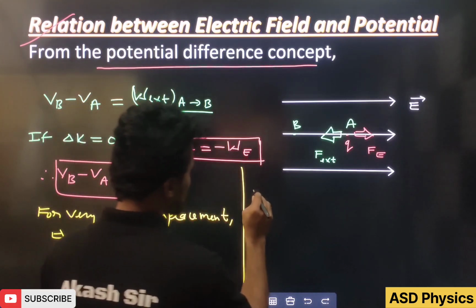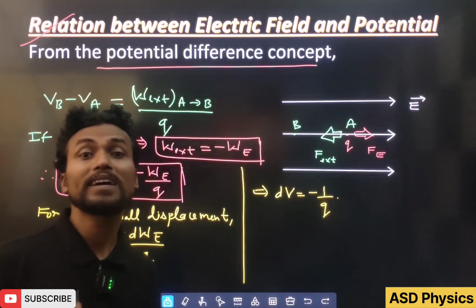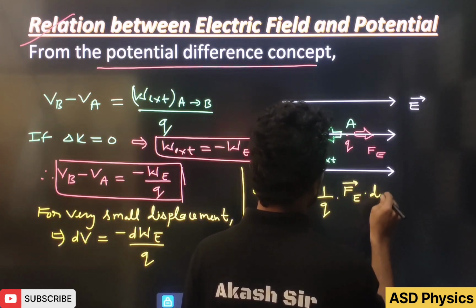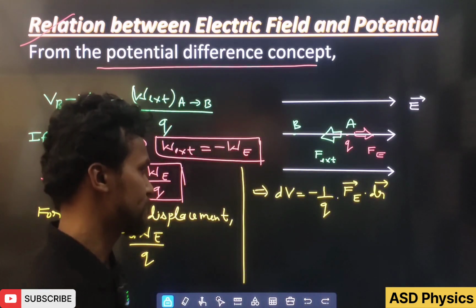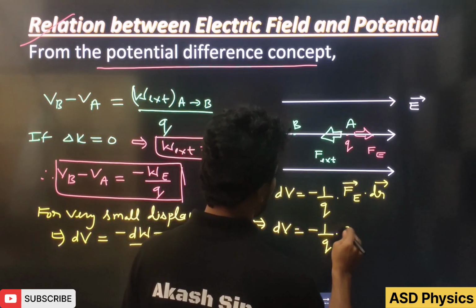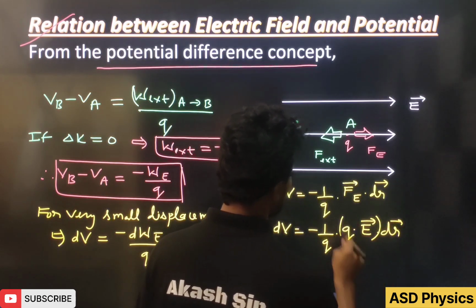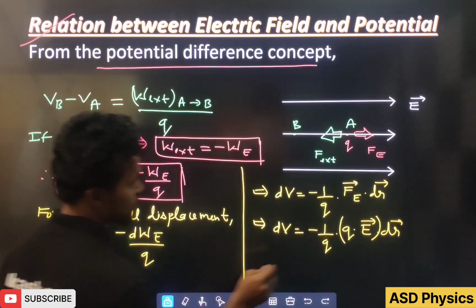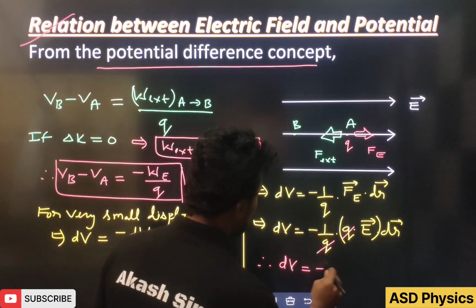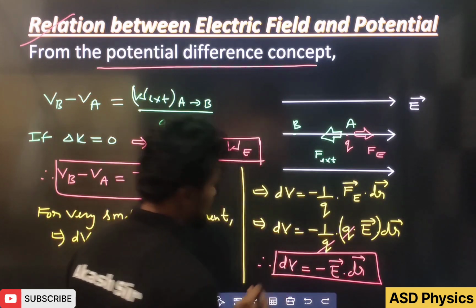Now we can write dV equal to minus 1 by Q times the work done. The work done formula is the dot product of force and displacement. Which force? The electrostatic force. So Fe dot dr, the general way we write it. Now dV equal to minus 1 by Q, and force means charge into electric field, so Q E dot dr. I am writing it in a bracket so that you do not get confused. Now this Q and this Q will cancel out. Hence we can write dV equal to minus E dot dr. This is the general expression.